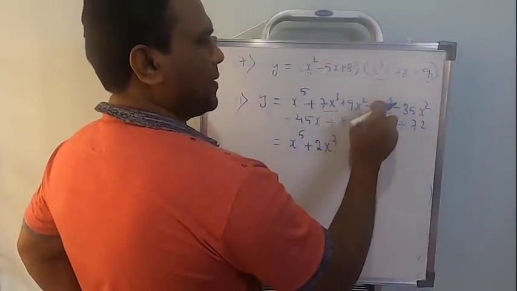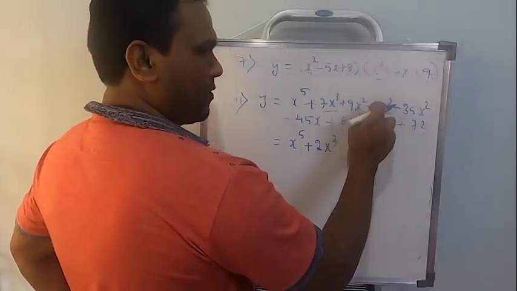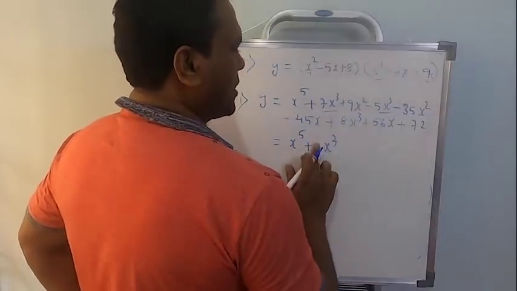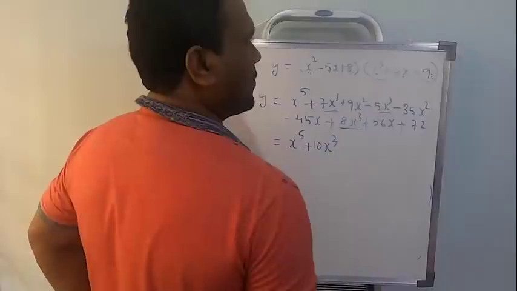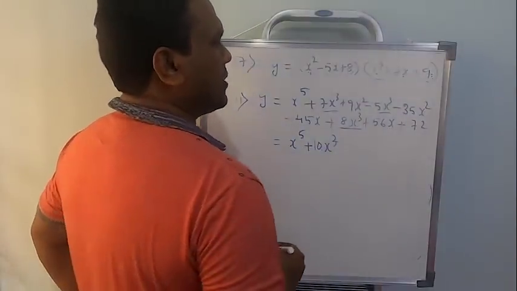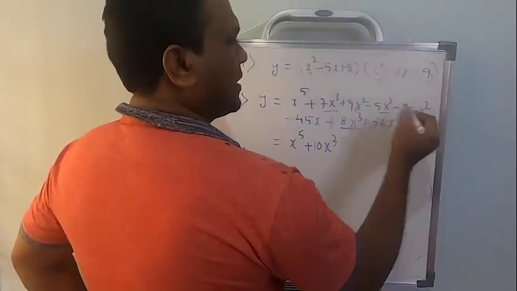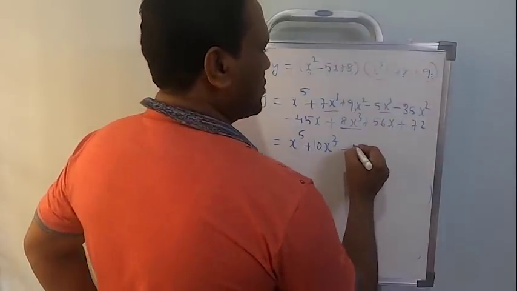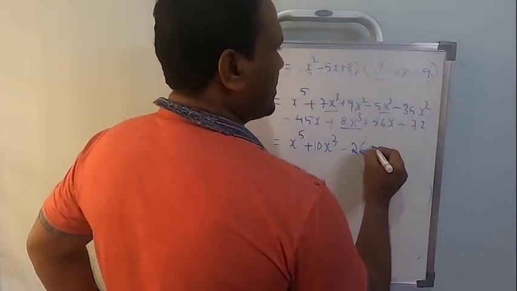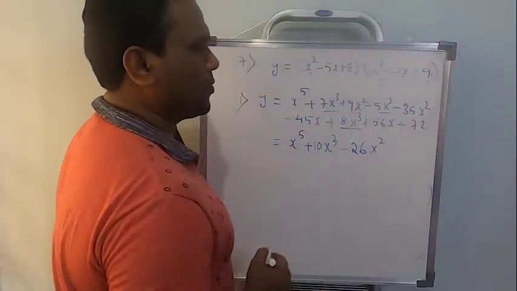So 7 minus 5 will be 2, 2 plus 8, so that's going to be 10. We have a term of x cube here also, right? Okay. Now the next, let's go for x square terms. 9 minus 35, it's going to be minus 26 x square. Only two terms of x square, right?